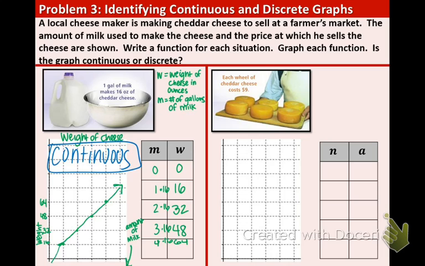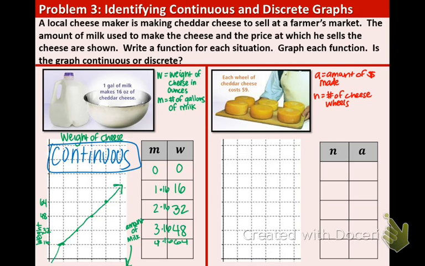Now let's try the next part. Each wheel of cheddar cheese costs $9. So now N is going to be the number of cheese wheels and A is going to be the amount of money made from selling the cheese. So let's identify our variables now.